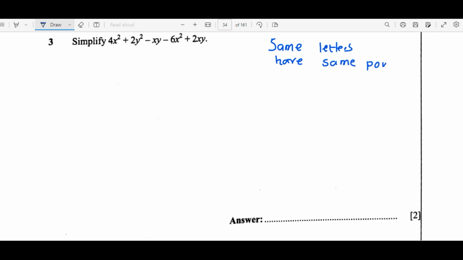So why do we say so? For example, if we have x squared plus x, these two will be equal to x squared plus x. These two are not like terms, even if they have the same letters. Why? The powers are different. This one is raised to the power 2, then this one is raised to the power 1. So whenever you're dealing with like terms, make sure that you have the same letters as well as the same powers. So let's now look at our question here.